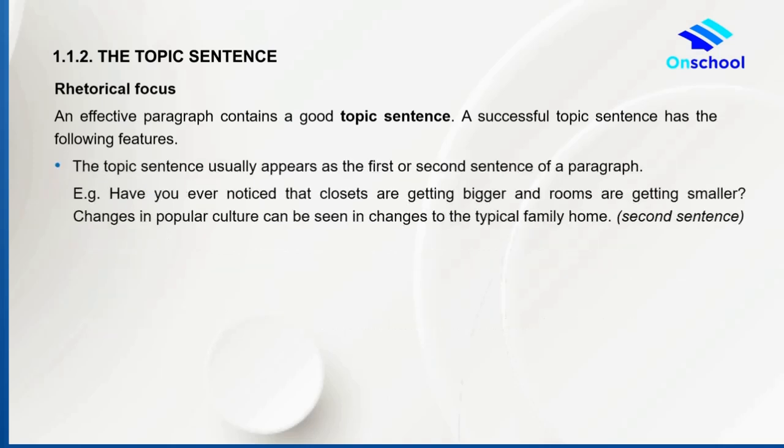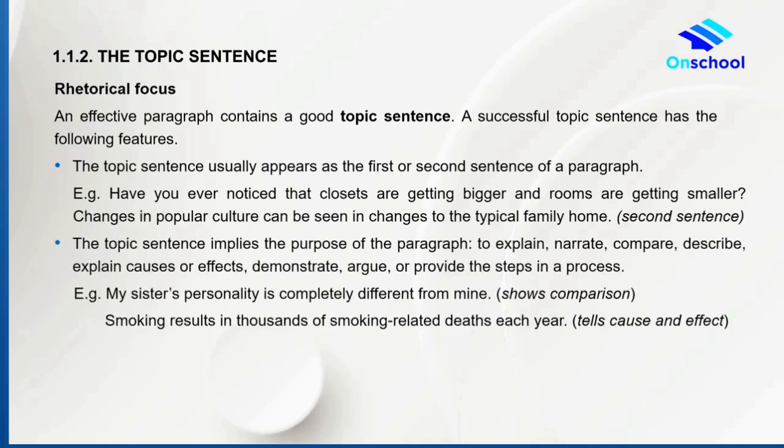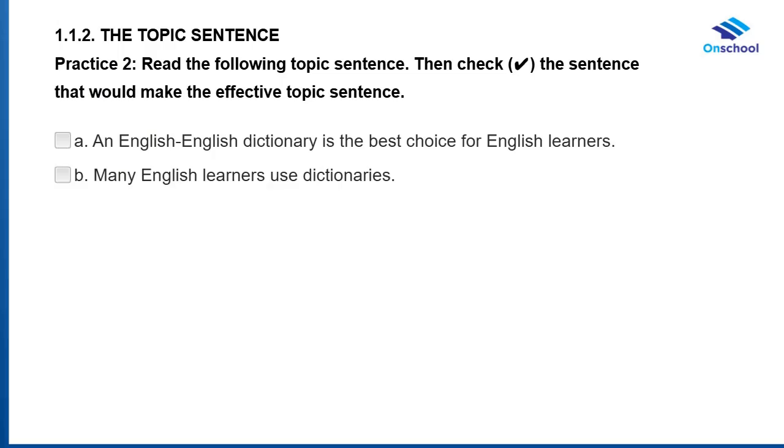The topic sentence usually appears at the first or the second sentence of a paragraph. The topic sentence implies the purpose of the paragraph: to explain, to narrate, compare, describe, explain causes or effects, demonstrate, argue, or provide the steps of a process. Please study the examples on the screen to be clearer about this. To consolidate your understanding, let's do an exercise. Please read these sentences in the table and decide which one would make an effective topic sentence.